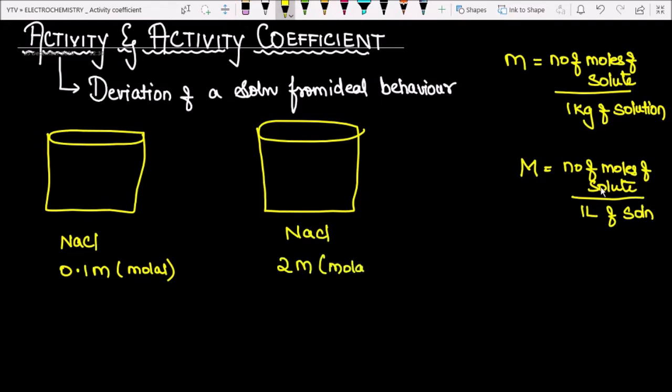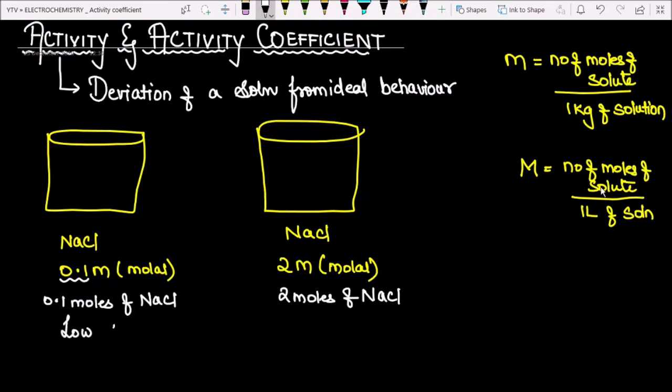Now you might be able to find the difference between the two, right? This means you have only 0.1 moles of NaCl dissolved in 1 kg of water. Here you have 2 moles of NaCl dissolved in the same 1 kg of water. Here the number of moles is less, so you call it low concentration, or you say this is a dilute solution. Whereas here the number of moles is higher, so you call it a highly concentrated solution. These are the two pictures I am taking.